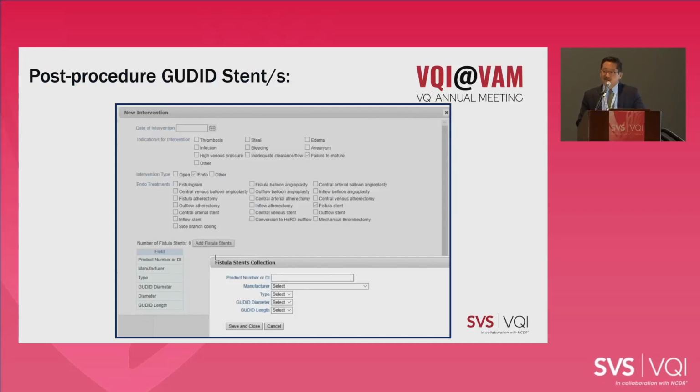If a stent is used, we have included the GUDID system, so this is something that we can capture exactly which product was used. I don't know if anybody's been using this and had success. I've not heard any issues with it, but certainly if there are, please bring them to our attention.